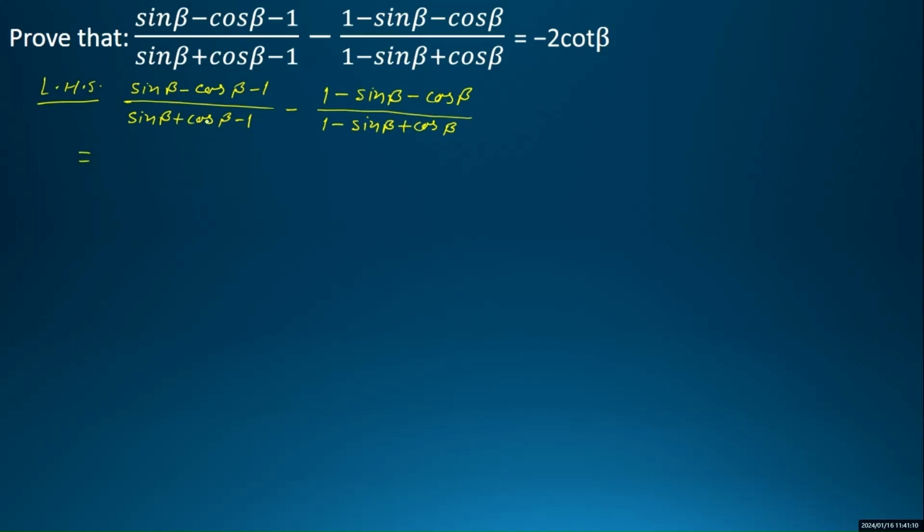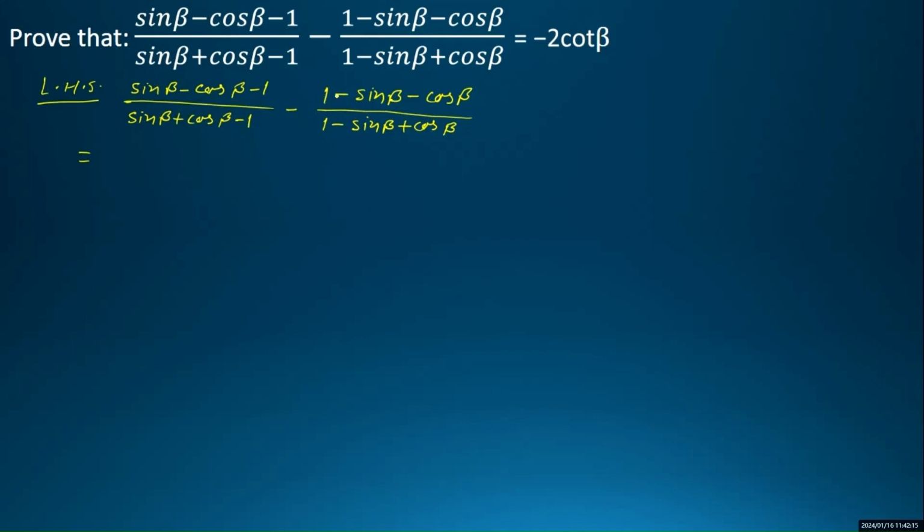To solve this, let us change the numerator and denominator of the second fraction to the same order as the numerator and denominator in the first fraction. I hope you have understood. In the first fraction, there is sin beta at first, then cos beta, then 1 in the numerator, and in the denominator also sin beta at first, then cos beta, then minus 1. But in the second fraction, there is 1 at first, then sin beta, then cos beta, in the numerator and the denominator also. If we change the numerator and denominator to the same order as the first fraction, it would be a little easier to solve.